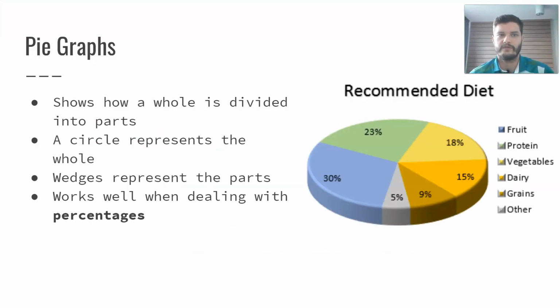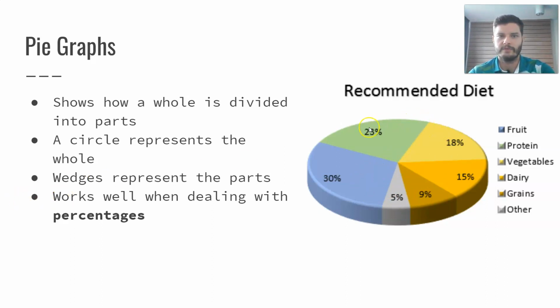So the first way to organize this information visually is with a pie graph. A pie graph, as it says here, shows how a whole is divided into parts. I'm sure you've seen this in your math class before. It's a circle, like a pie, cut up into different sections to represent different parts of a whole. A circle represents the whole, and wedges represent the individual parts. So it's cut up kind of like a pizza.